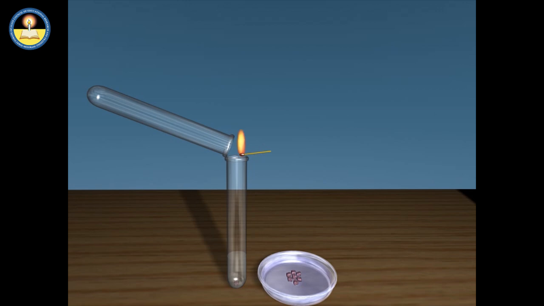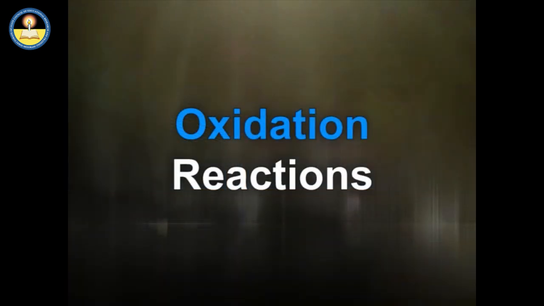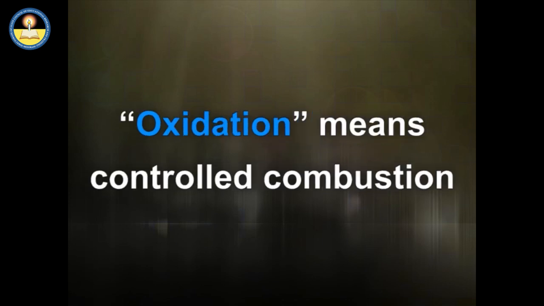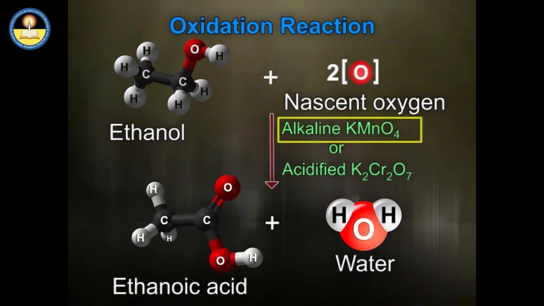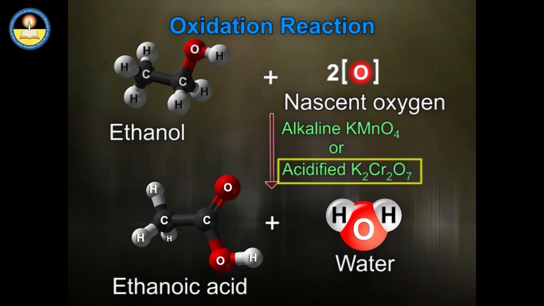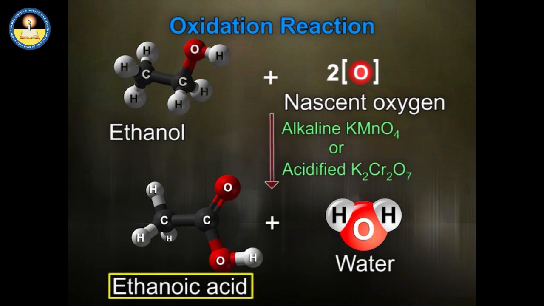This is a characteristic of hydrogen gas. Sodium ethoxide is also formed during the reaction. Presence of hydrogen gas is the test for ethanol. Oxidation reactions. Oxidation means controlled combustion. When ethanol is heated with alkaline potassium permanganate solution or acidified potassium dichromate solution, it gets oxidized to ethanoic acid.